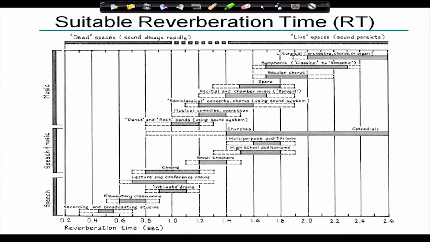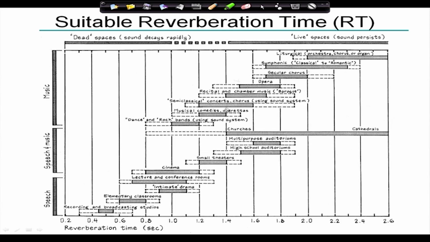There is another slide that I have taken from the internet. Again there are different kinds of reverberation times. You can read it from the PDF file which will be supplied to you, where different purposes and their reverberation time ranges are given. If it is a cinema, then the reverberation time is 0.8 to 1.2 seconds. If it is a small theatre, it is 1.2 to 1.4. If it is a multipurpose auditorium, the reverberation time is 1.4 to 1.8.